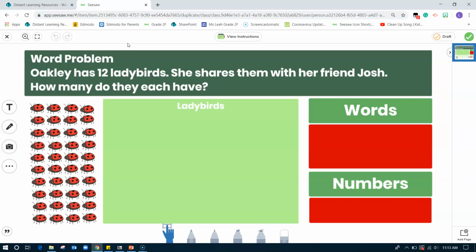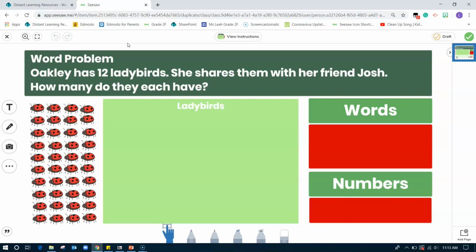When we're doing word problems, the first thing we need to do is understand what they're asking us. You know that we've been learning about fractions of a collection. So the first thing we'll have to do is find out what is the whole collection. Oakley has 12 ladybirds. So the whole collection is 12.